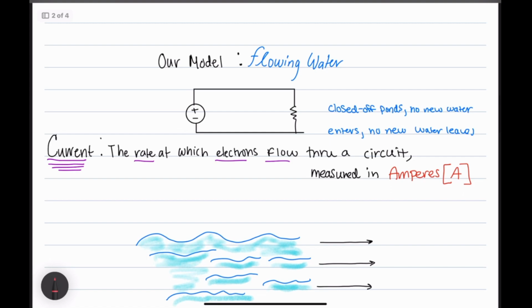So in order to make it easier to learn, our model is going to be the flowing water model. So right here I want us to picture that this circuit is a closed off pond. There's no new water entering and no new water leaving, and simply the water that we have is just propagating around the circuit from the voltage source here through the resistor there.